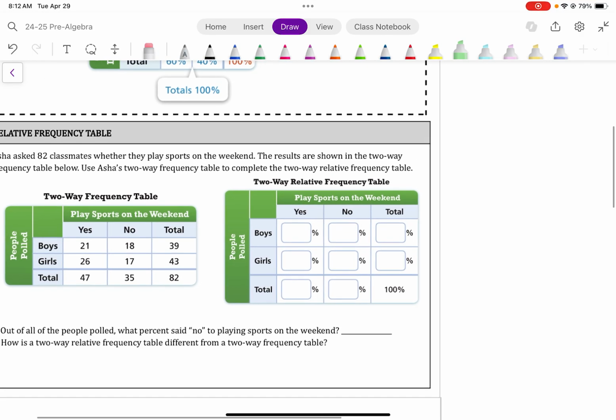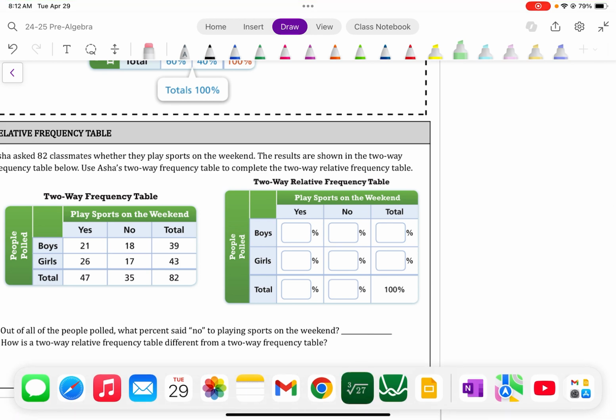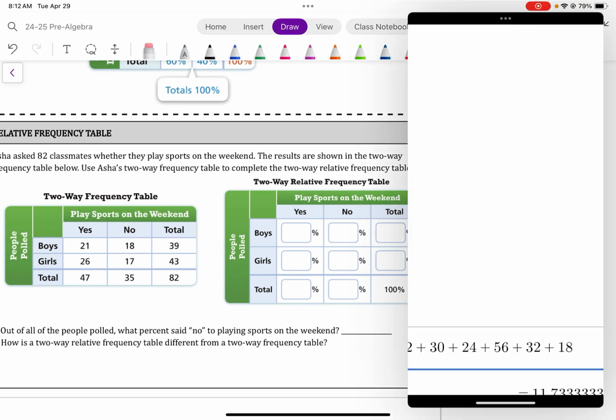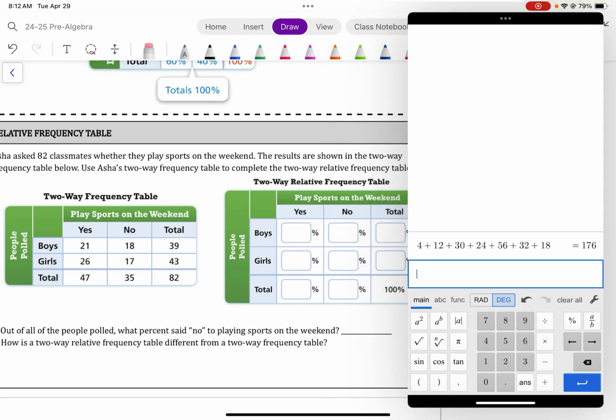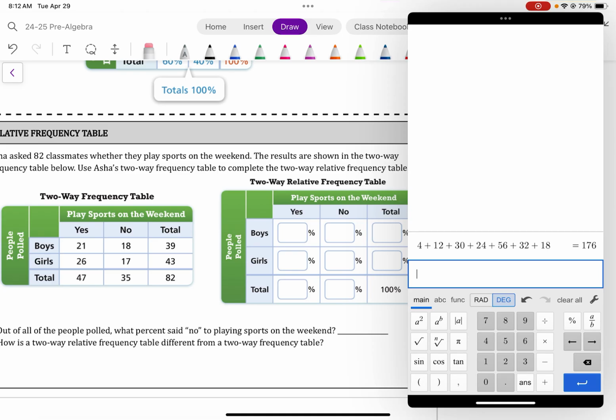So we're going to start. I'm going to pull up my calculator. You're going to need a calculator for this. And I can see that there were 21 boys that said yes out of 82. So 21 out of 82. And we're going to multiply that by 100. And we're going to say that's 25.6%.